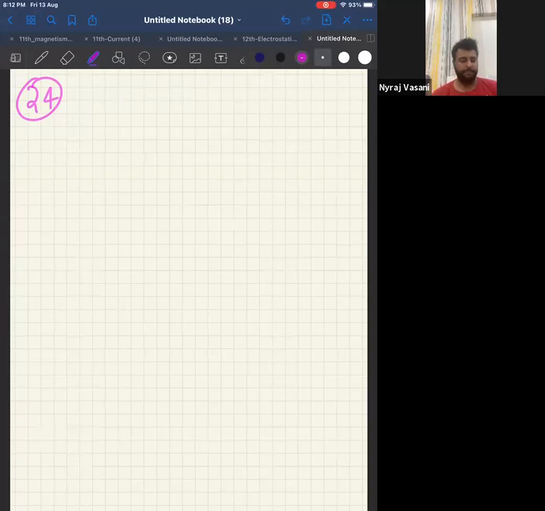Okay, now question number 24. What the answer as D? If you want me to solve, let me know. Question number 24, D. If you want me to solve, let me know. Okay, I will show.